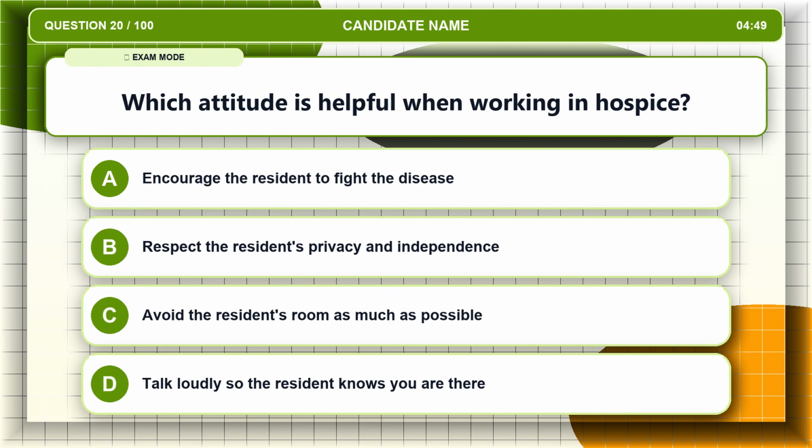Question 20. Which attitude is helpful when working in hospice? Option A, encourage the resident to fight the disease. Option B, respect the resident's privacy and independence. Option C, avoid the resident's room as much as possible. Option D, talk loudly so the resident knows you are there.